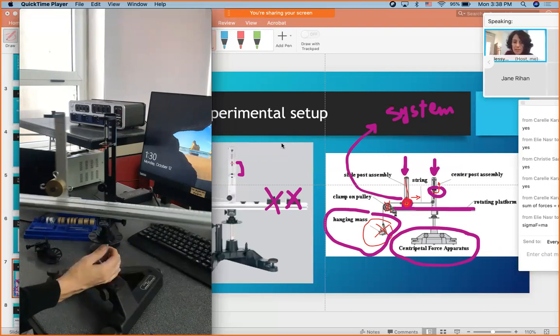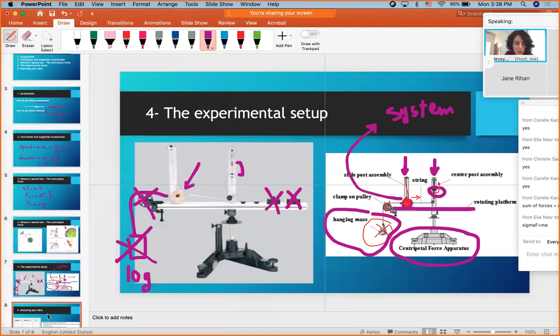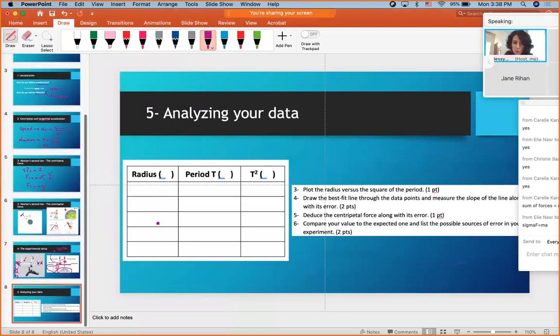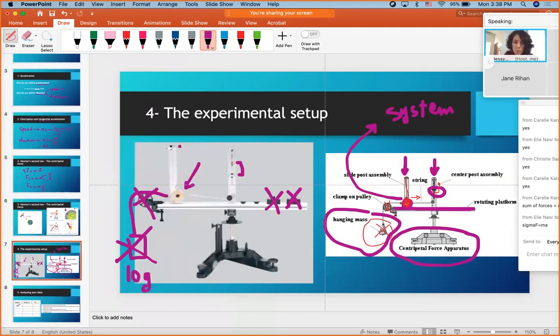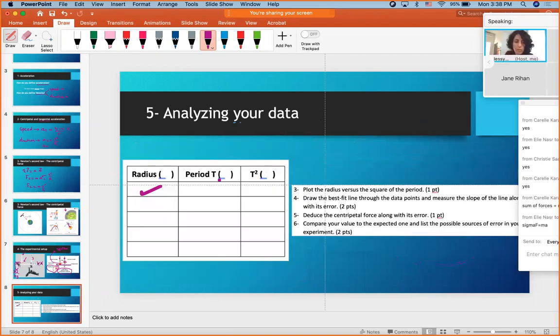All right, now let's take a tiny break to show you what values you're supposed to do. You have to pick a radius for your system, and you can simply move this post right and left, 5 centimeters at a time, to increase the radius of your system. The radius is the distance between my system and the center of the motion.